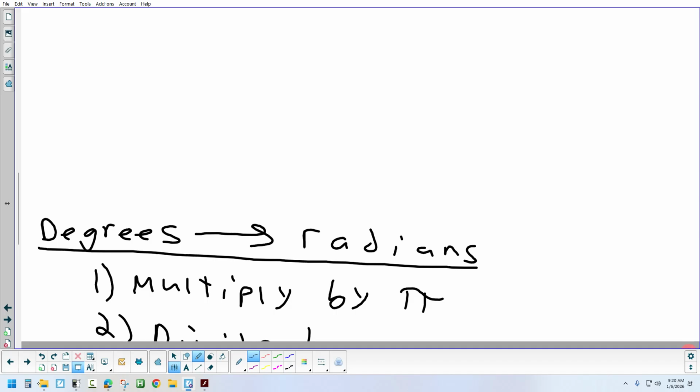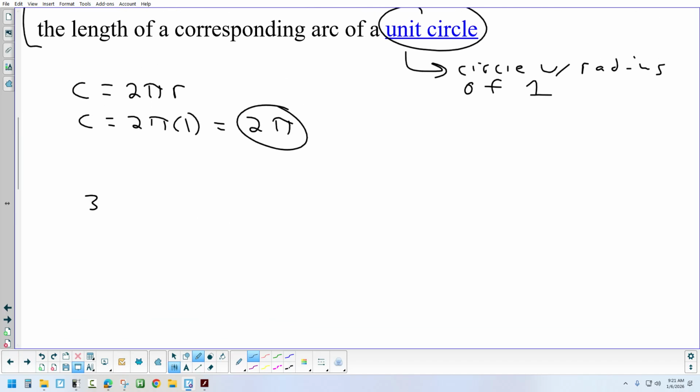Okay, so let's write that down. So we know 360 degrees equals 2 pi radians. But what could we divide each side by to simplify that a little bit? 180. I'm thinking of just a number. So yeah, you're right. And what did you divide each side by to do that? 2, yeah. So if 360 equals 2 pi, then 180 equals 1 pi.